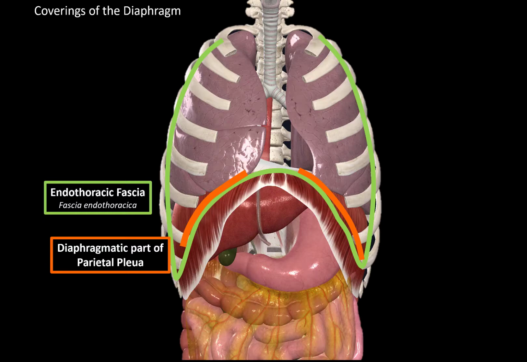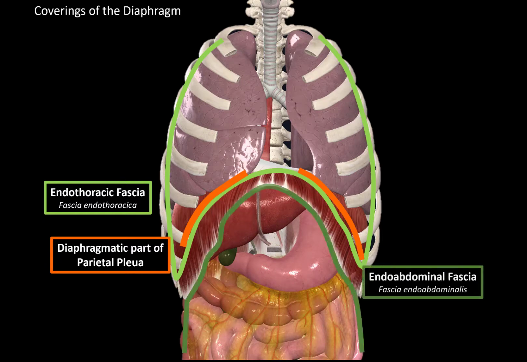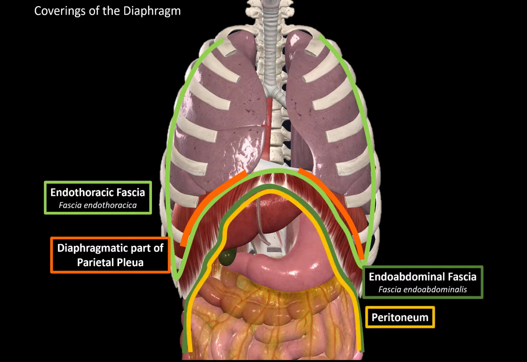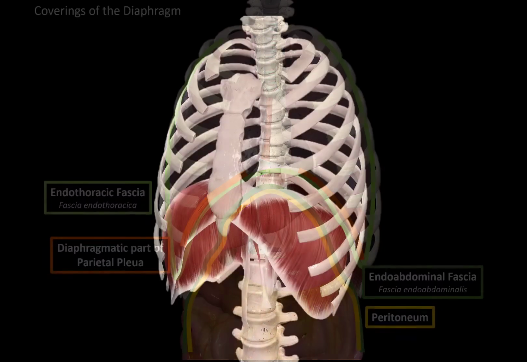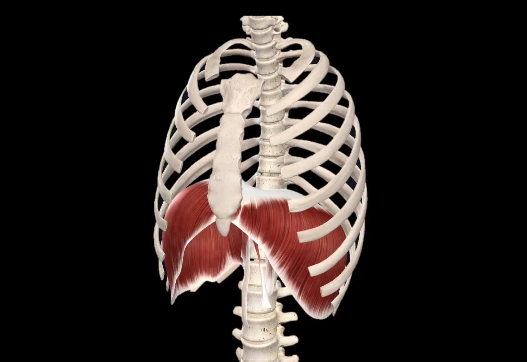Now, the part of the diaphragm that faces the abdominal cavity is covered by the endo-abdominal fascia, as well as the peritoneum. So that was everything I had for the anatomy of the diaphragm. I really hope this video made sense and that it helped you get a complete overview of the diaphragm.